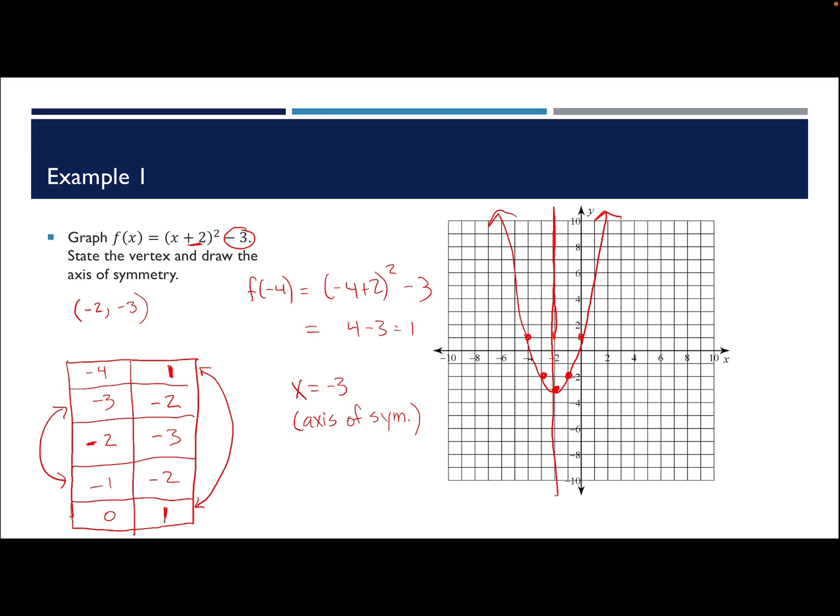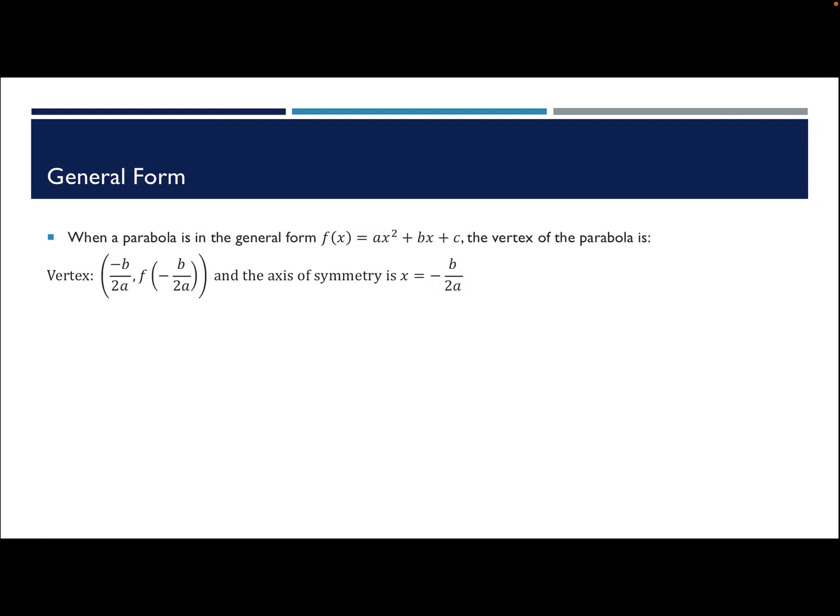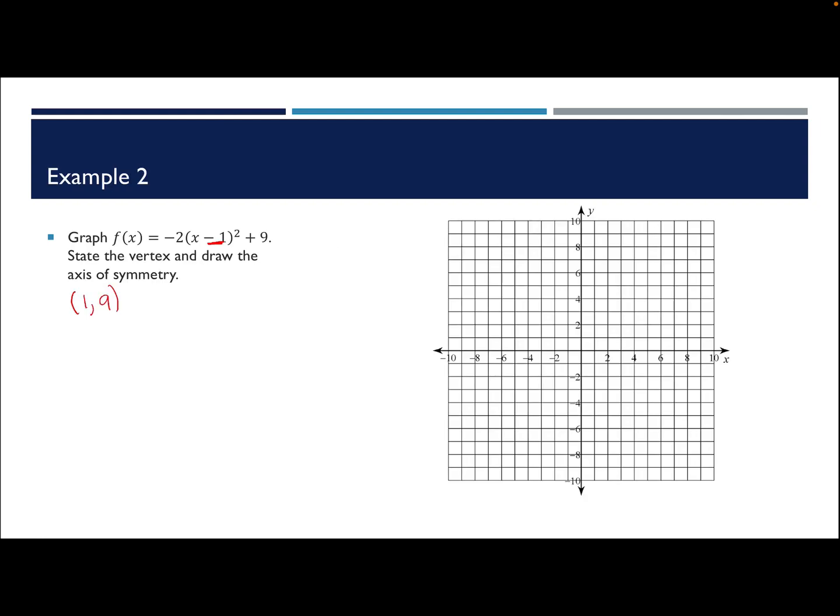No judgment. Example 2, it's the same thing. We're going to state the vertex, draw the axis of symmetry, and draw the parabola. So in this case, our vertex is the point (1, 9), because the opposite of -1 is +1, and the y-coordinate is just the value on the outside. So over 1, up 9 is going to give us this point here.